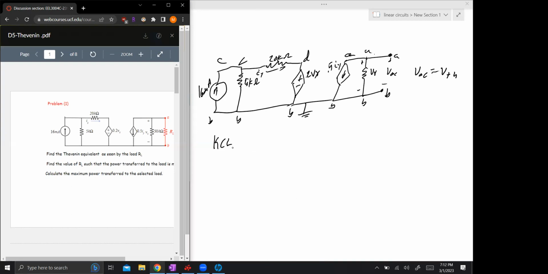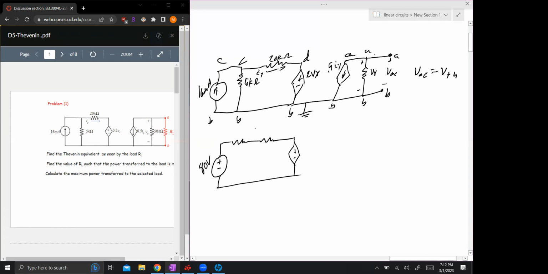Okay, wait. Would you also use source transformation for the 16 milliamps? Yeah, I was just gonna say that. I feel like that simplifies it, low key. Yeah, I'm gonna just do that. Plus minus. So it'll be 16 times 5. We're gonna have 80 volts.